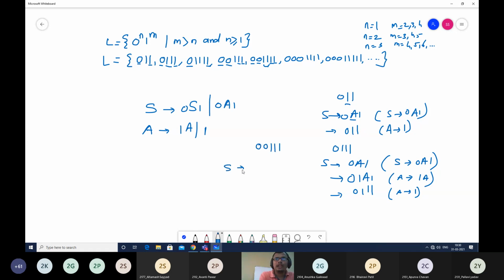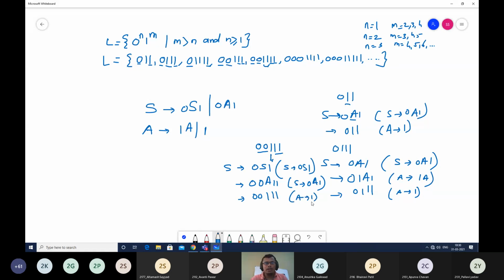What I'll do, first I'll apply S gives 0S1. This will give me one 0 and one 1, but I need one more 0 now. So next time I'll apply S gives 0A1. So my 2 zeros and 2 ones are done. Now I need only this one, so I can write A gives 1.